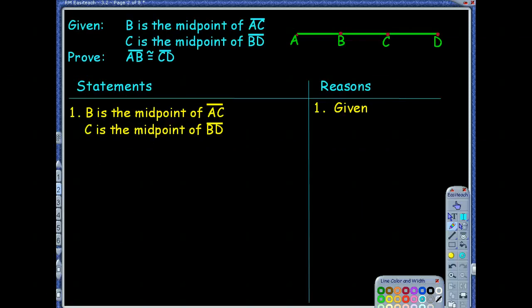So the first thing we're going to do is a 2-column proof, the same way that we've done it before. And then we're going to do the exact same proof as a flow proof, just so you can see the difference between these 2 types of proofs.